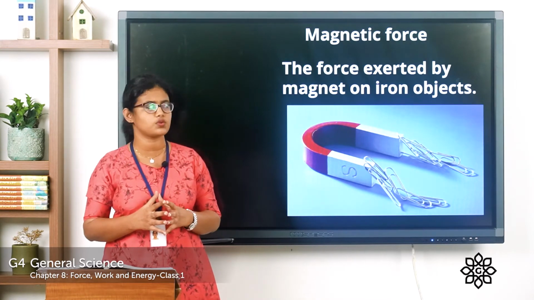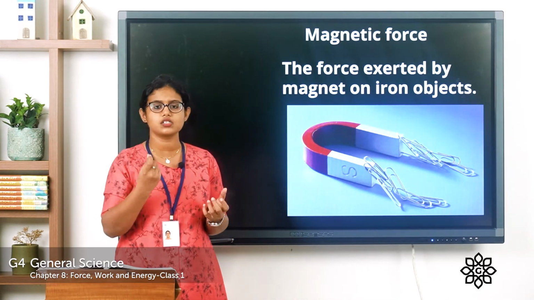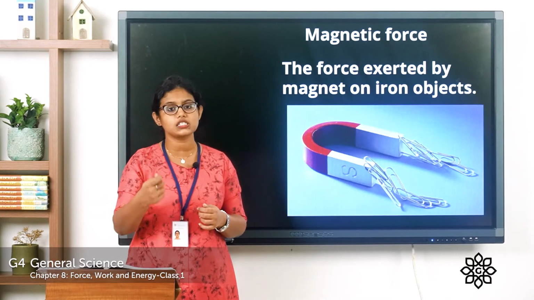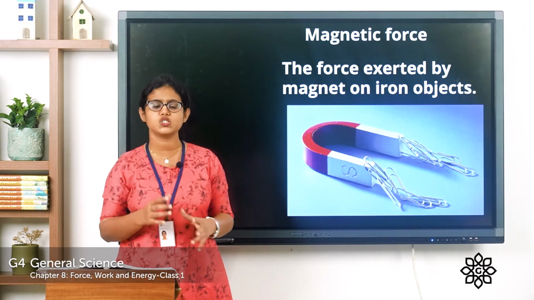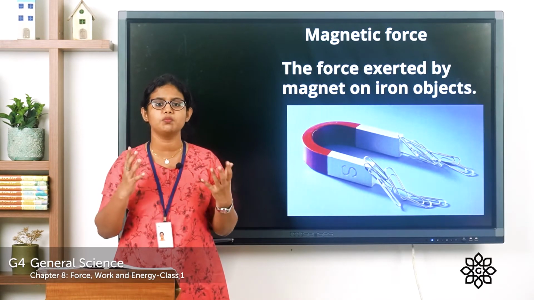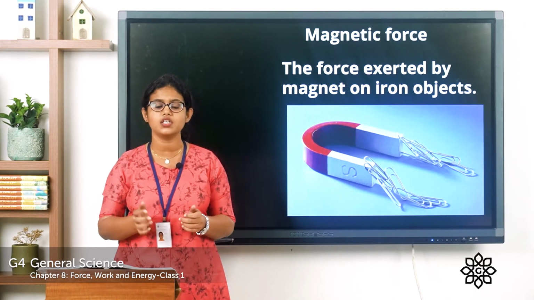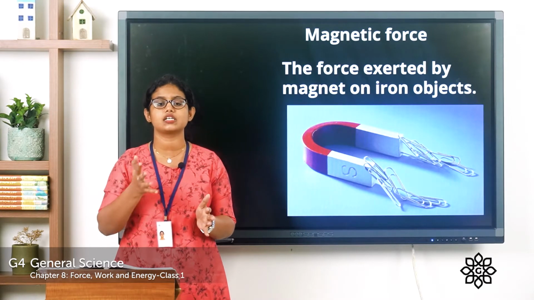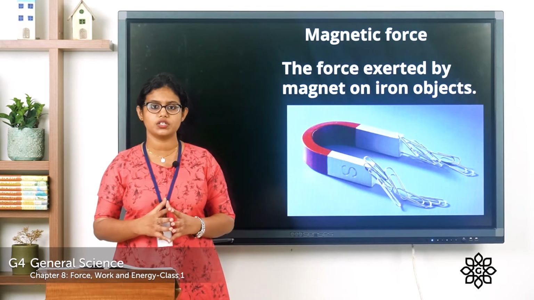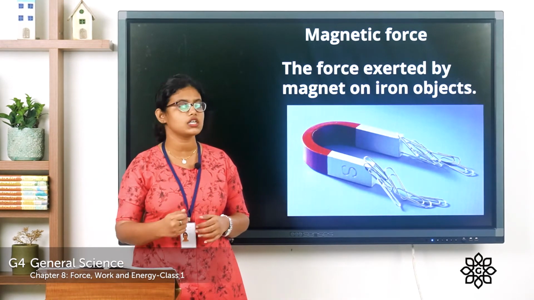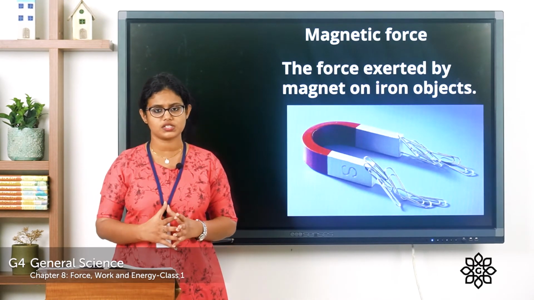So what is magnetic force? The force exerted by magnet on iron objects. Exerted means apply. You can even experiment with this. You can bring together a magnet and an iron object, and you can see the iron object gets attracted to the magnet. The magnet pulls iron objects towards it. So the force exerted by magnet on iron objects is called magnetic force.